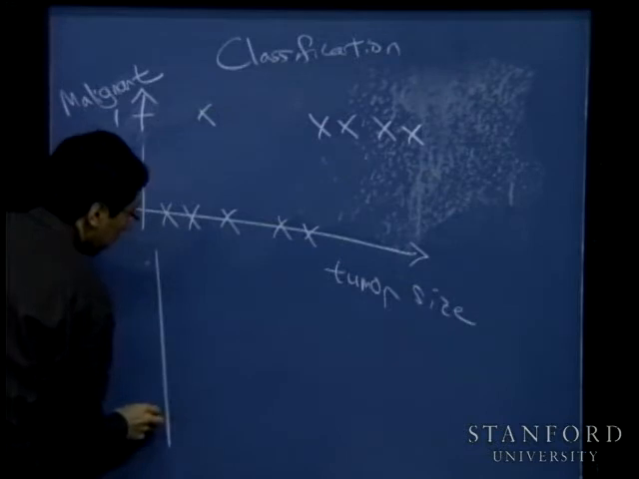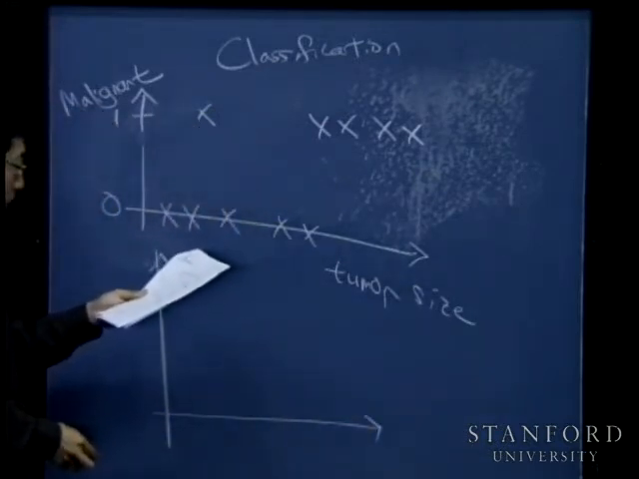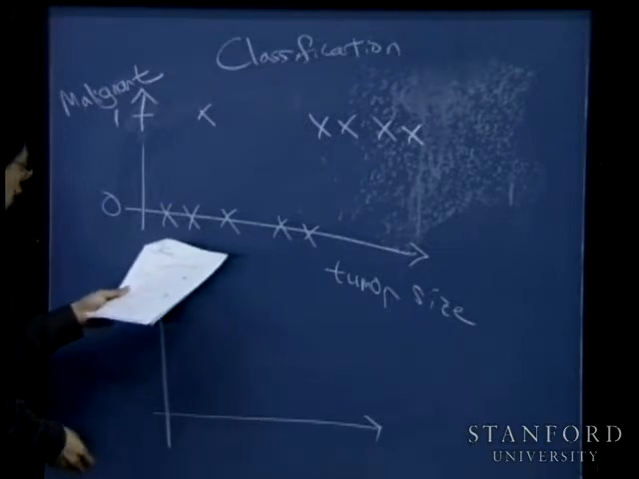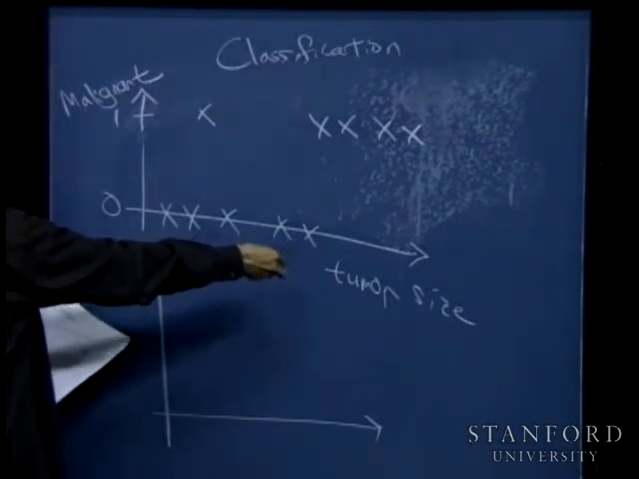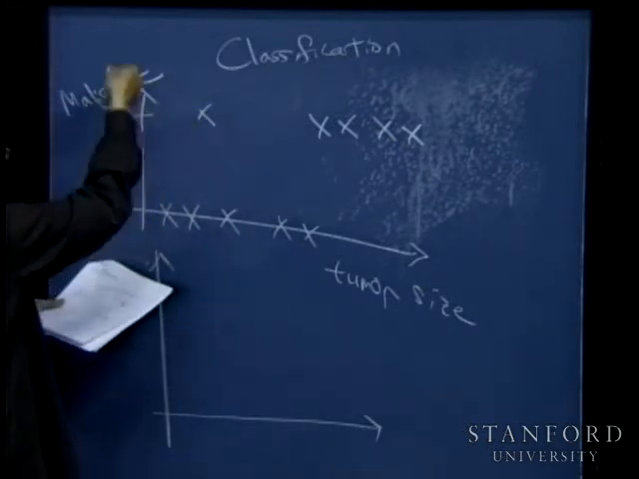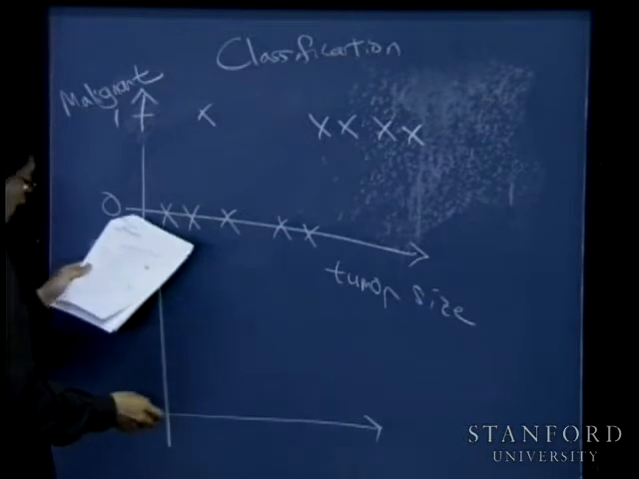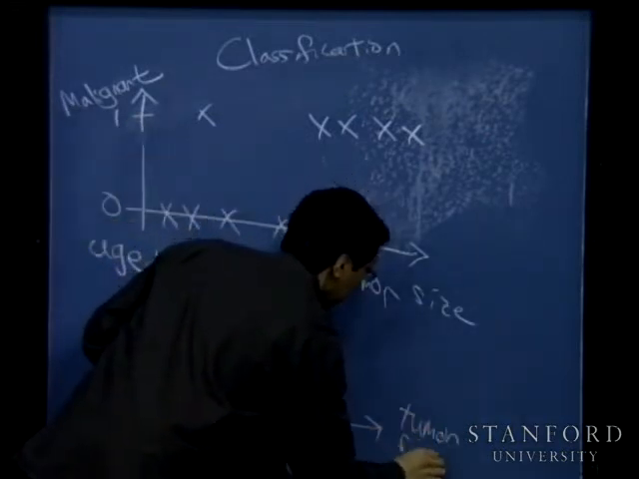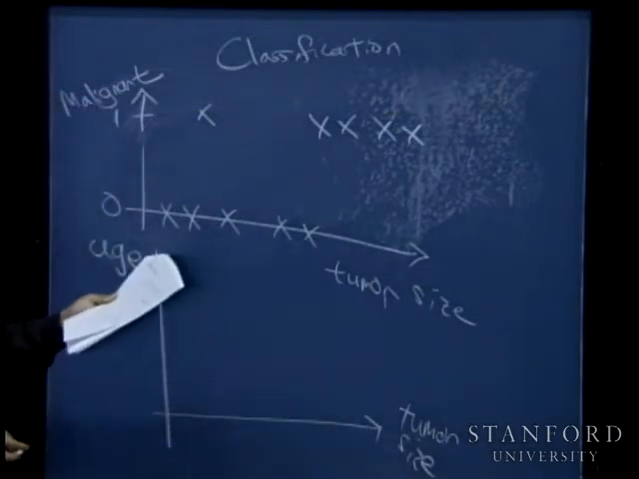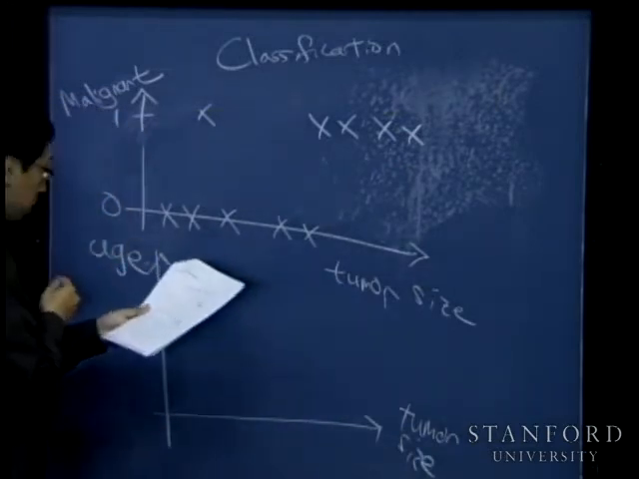In fact, more generally, there'll be many learning problems where we'll have more than one input variable, more than one input feature, and use more than one variable to try to predict, say, whether a tumor is malignant or benign. So for example, continuing with this, you may instead have a data set that looks like this. I'm going to plot this data set in a slightly different way now.